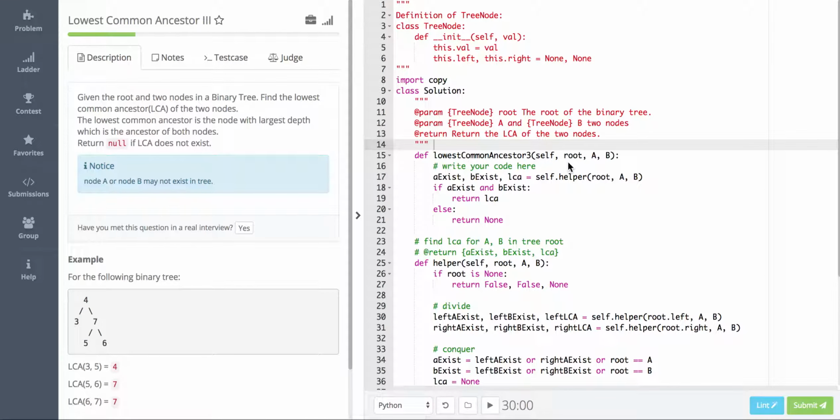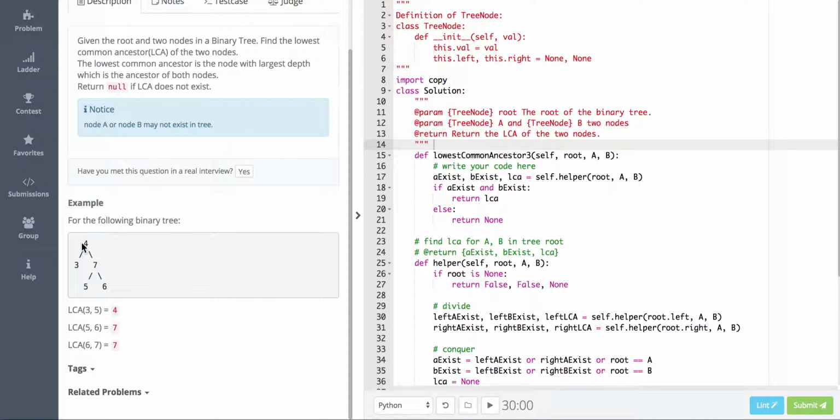Today, let's look at the Lintcode 578, lowest common ancestor. You are given the root and the two nodes in a binary tree, and you need to find the lowest common ancestor, which is the LCA of the two nodes. The lowest common ancestor is the node with the largest depth which is the ancestor of both nodes, and return null if the LCA does not exist. Notice that node A and node B may not exist in the tree.